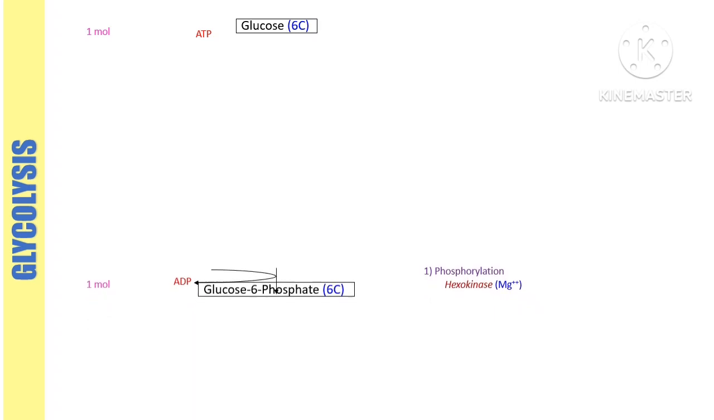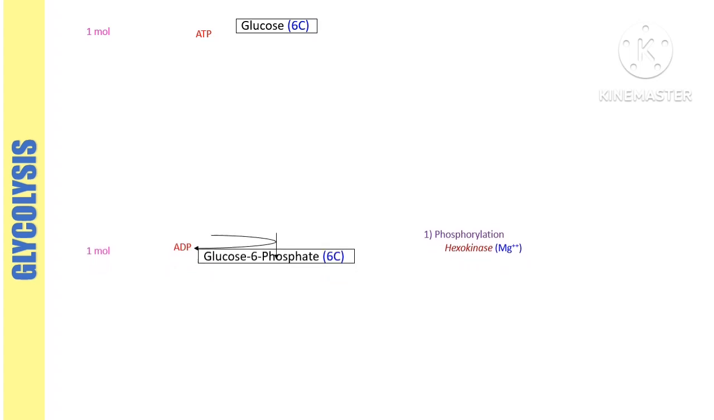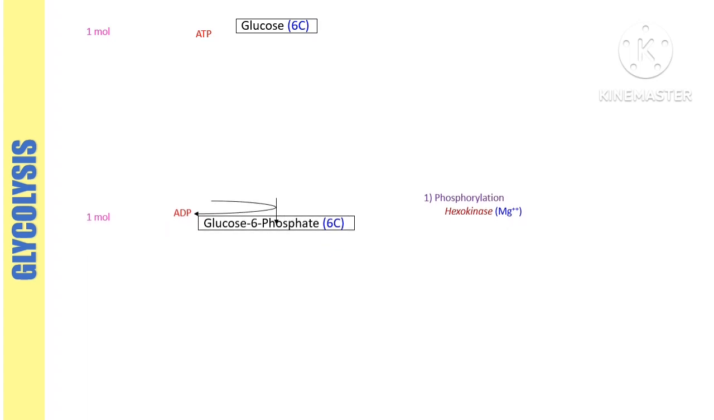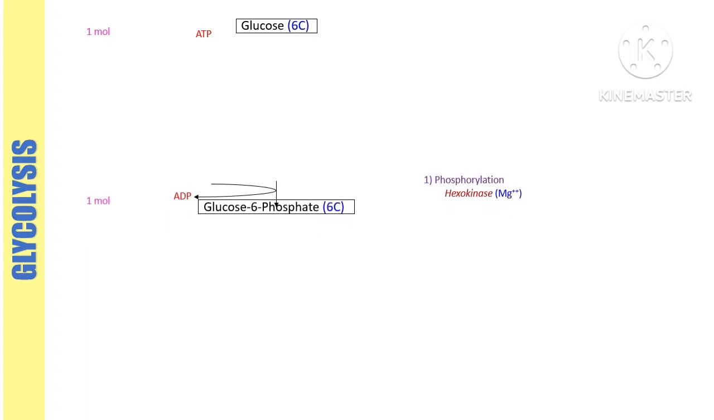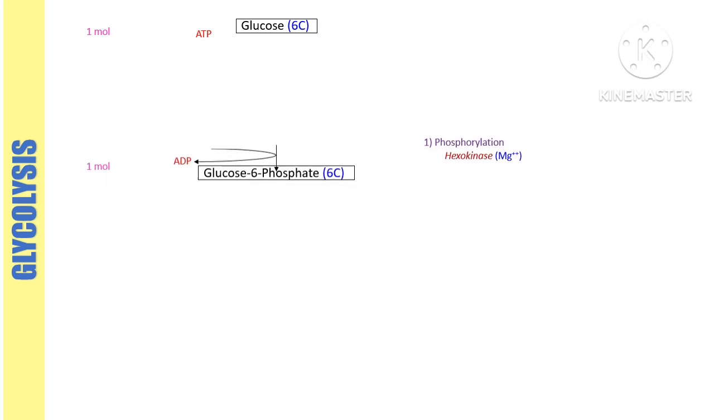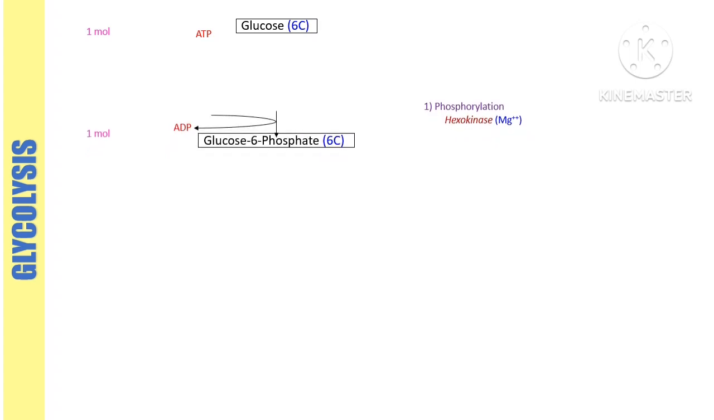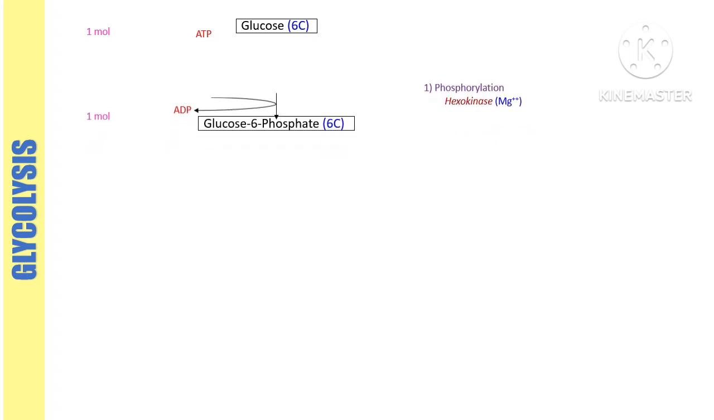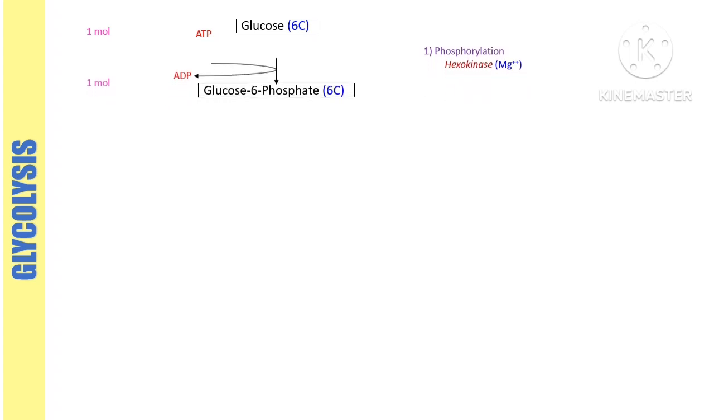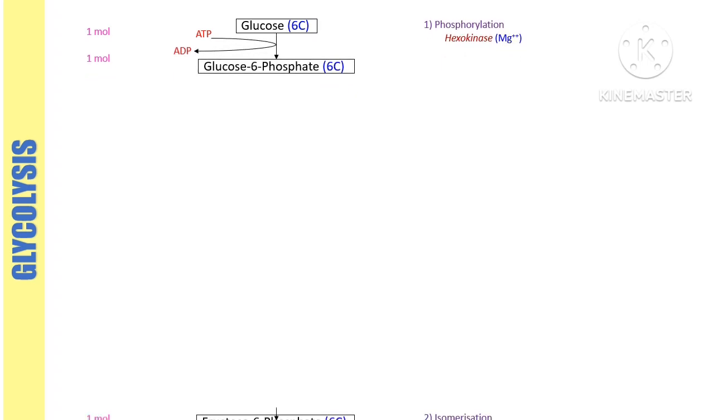Particularly, first the glucose is split; a phosphate group is added at the 6th position of glucose from the breakdown of ATP. ATP's third phosphate bond is broken and this phosphate is added to the 6th position of glucose, and hence in the first step we get glucose 6 phosphate. Since a phosphate is added, the reaction is known as phosphorylation. This reaction is catalyzed by the enzyme hexokinase. Hexokinase works in the presence of Mg++ ions.